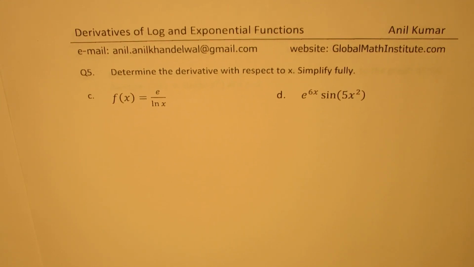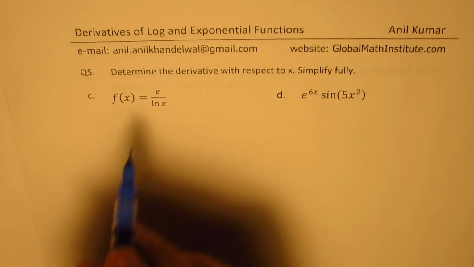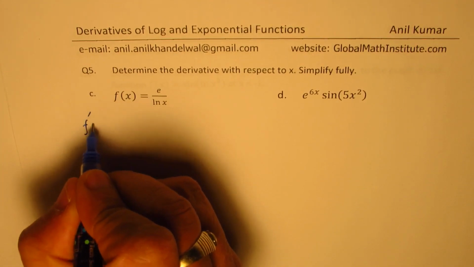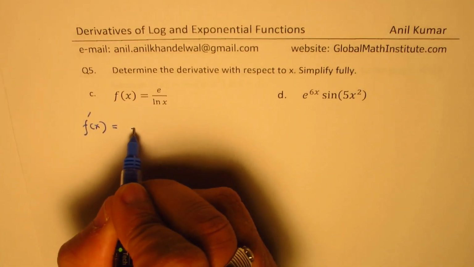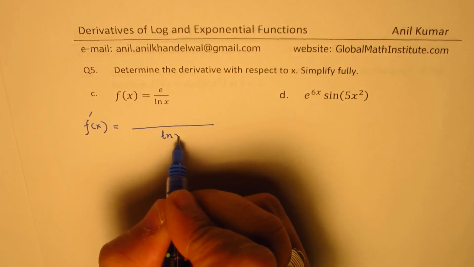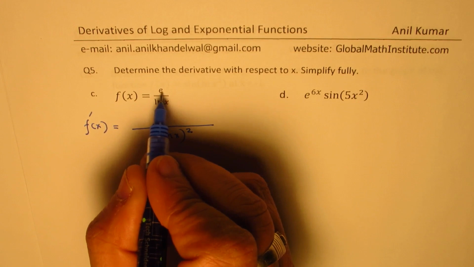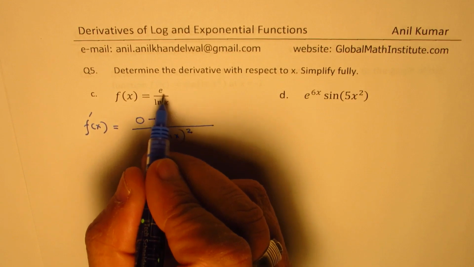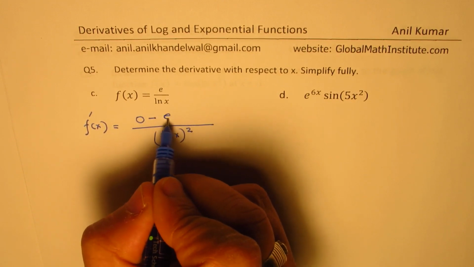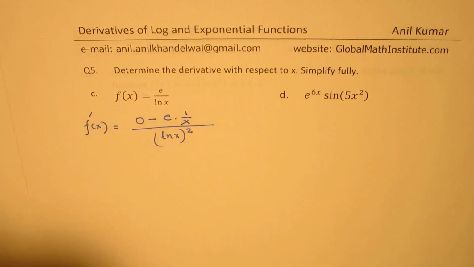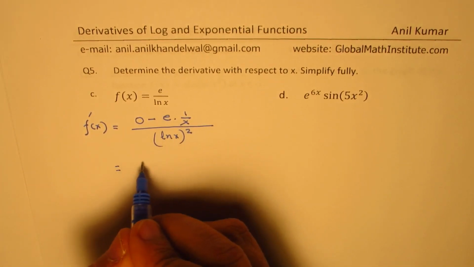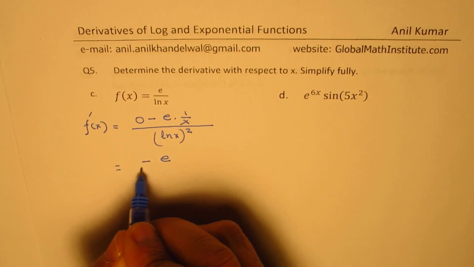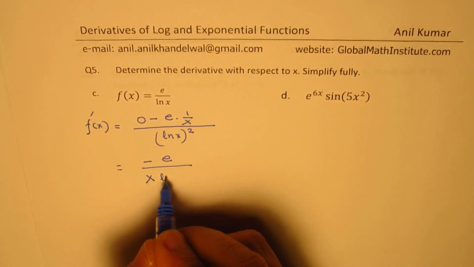determine the derivative with respect to x. Simplify fully. So f of x is e over ln x. So we can write the derivative of this function as, well, we'll use the quotient rule. So we have (ln x) whole squared. This is just a number e, so the derivative of e is 0, minus e times the ln x derivative, right? So the ln x derivative is 1 over x. So we get this as minus e over x (ln x) whole squared, or ln squared x, right?